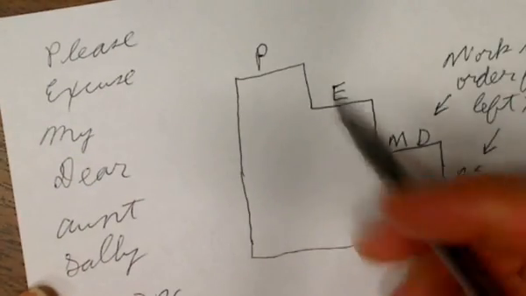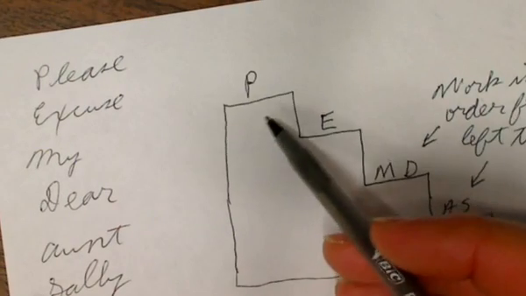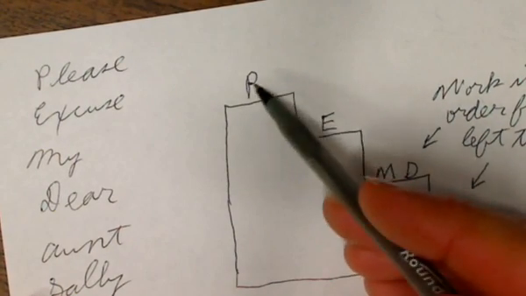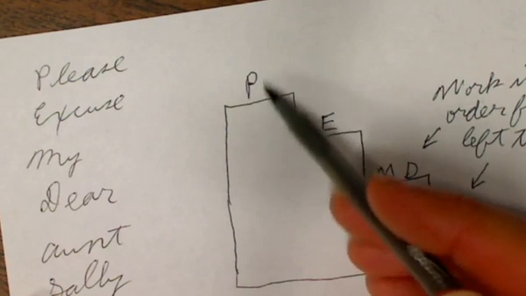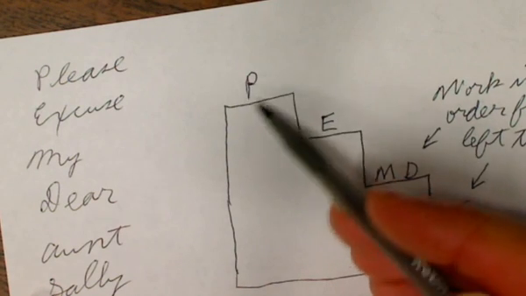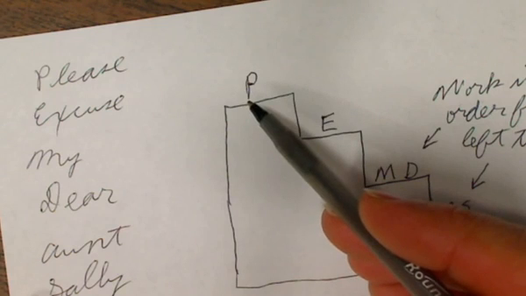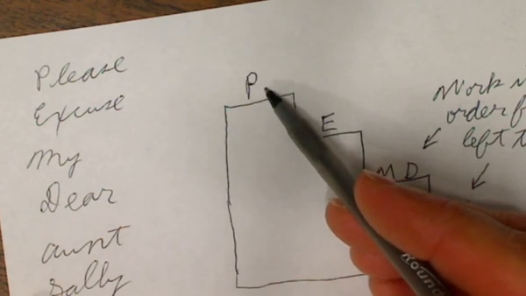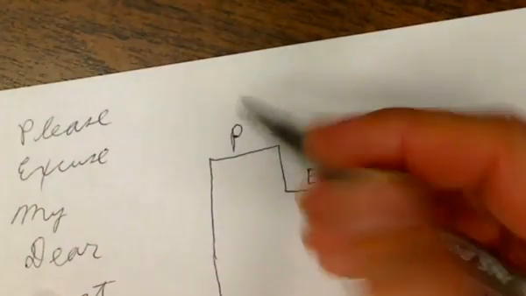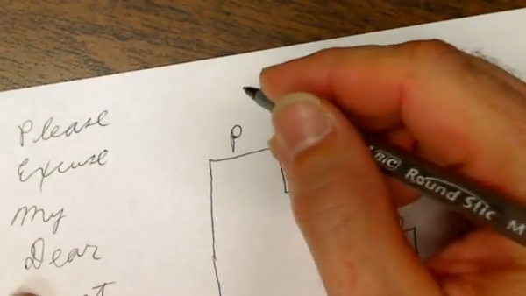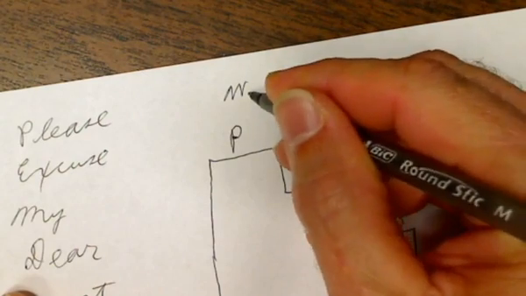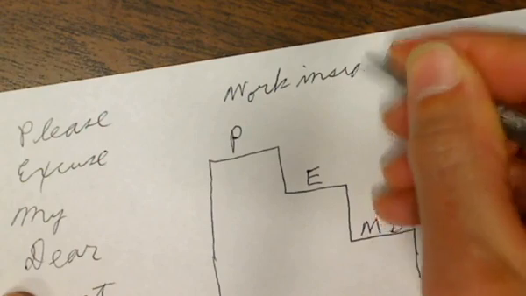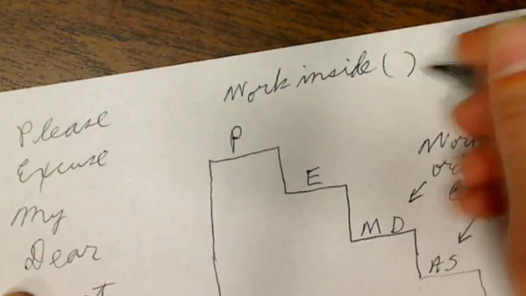Another problem with PEMDAS is not so much a problem with the acronym as it is with what students remember. Lots of times students see P and they remember that they're supposed to, in their minds, work parentheses first. That is not the correct thing to remember. What you need to do is remember to work inside parentheses first.